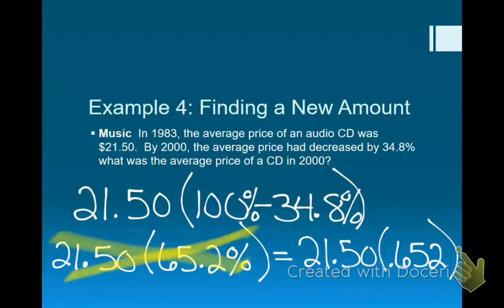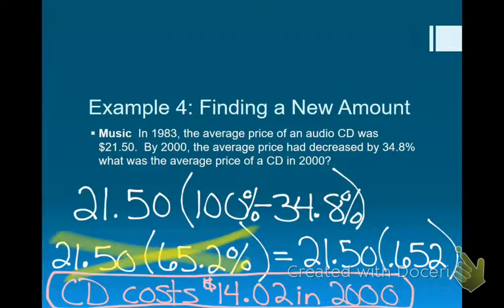Where did I get 0.652 from? Yeah, I just changed percent to a decimal. All right, and what do I get? 14.018. And I have to round that to a penny since it's money. $14.02.